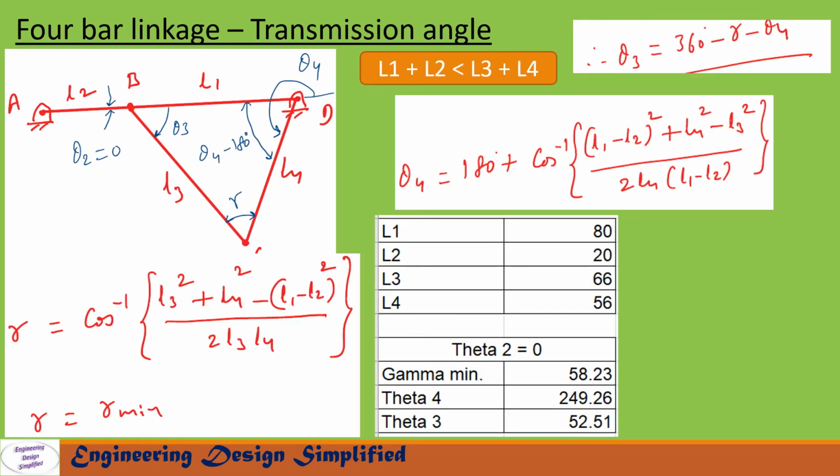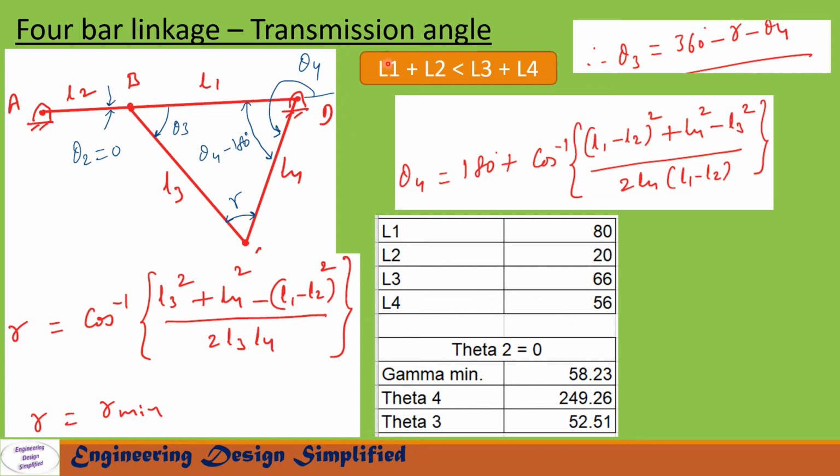After having derived all the necessary equations, now let us solve a problem. So in this slide, we are going to find gamma minimum and theta 4 and theta 3 in this position. So here theta 2 is 0. We have taken this problem again. L1 is 80 millimeter, L2 is 20 millimeter, L3 is 66 millimeter, L4 is 56 millimeter.